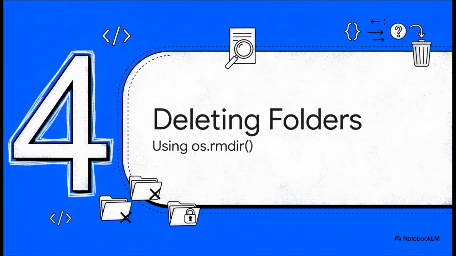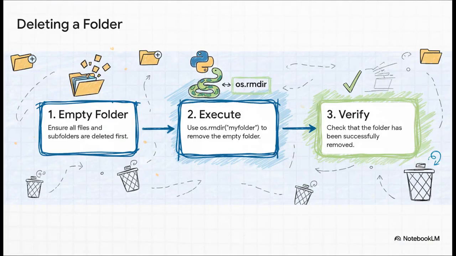Okay, so we've pretty much mastered how to safely delete files. So let's build on that and see how we can delete entire folders or directories. The command is really similar. It's os.rmdir, but this one comes with one very important non-negotiable rule. So, deleting a folder is a pretty clear process. First, and this is the absolute most critical part, you have to make sure the folder is completely empty. Then, and only then, you can run the os.rmdir command. And of course, it's always good practice to check that it's actually gone.